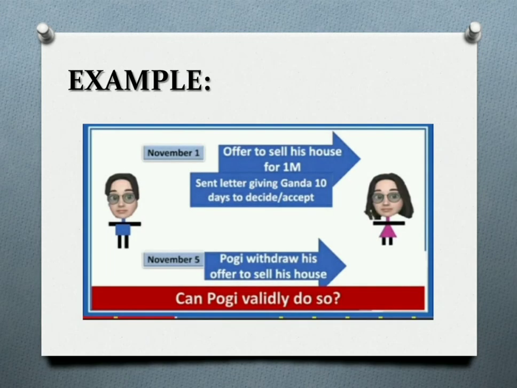For example, si Pogi noong November 1 offered to sell his house sa kay Ganda for 1 million. He sent letter giving Ganda 10 days to decide or accept the offer. And then, nung November 5, parang nagbago yung isip ni Pogi. So, he withdrew his offer to sell his house. So, can Pogi validly do so? Of course, yes. Pogi can withdraw his offer since hindi pa naman nagsisend ng acceptance si Ganda and pasok pa sa option period yung pag-withdraw niya ng offer.